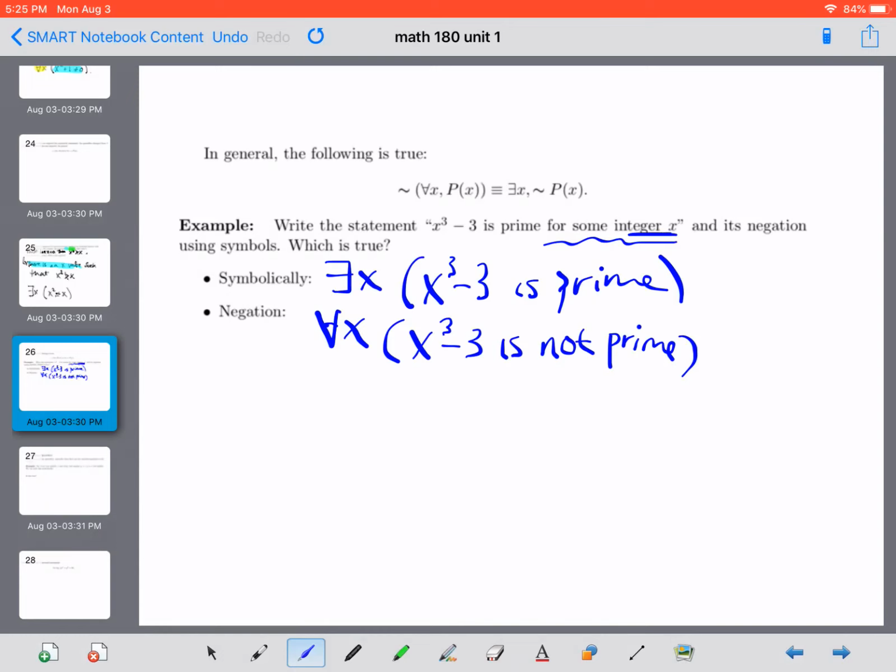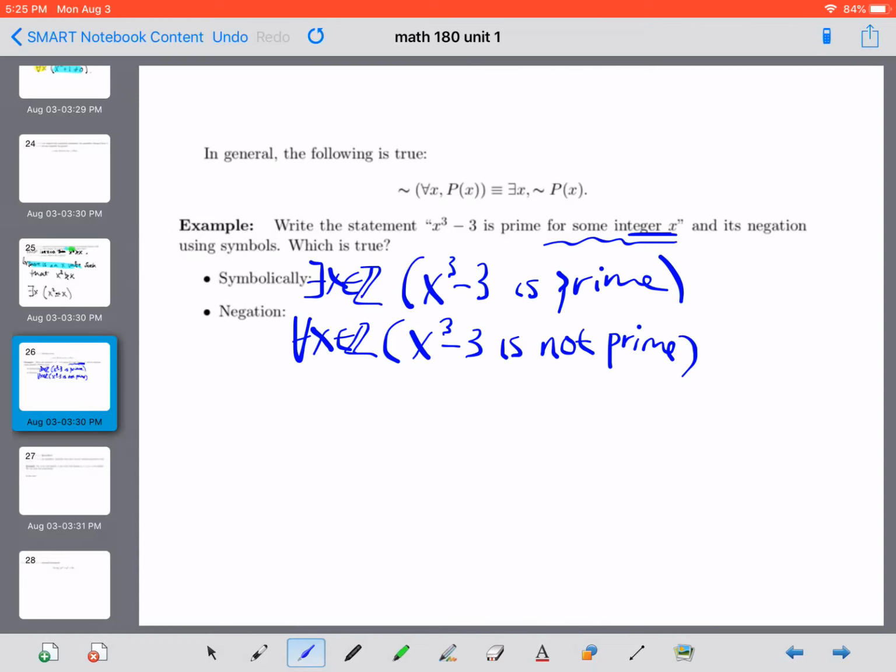I should have been more careful here. This is stating for some integer. So I need to make sure when I'm writing my quantifiers out here, I'm specifying there exists an integer x, or there exists an x in the set of integers. Similarly for all x in the set of integers. Should have been more careful there.